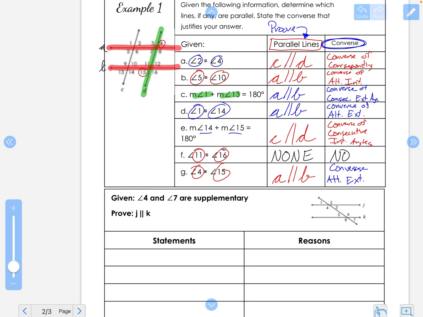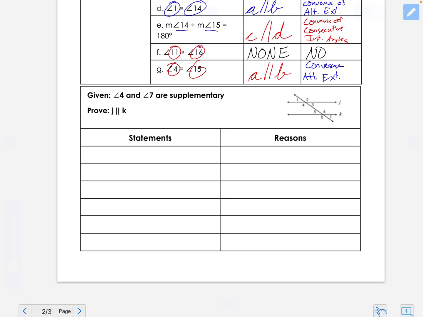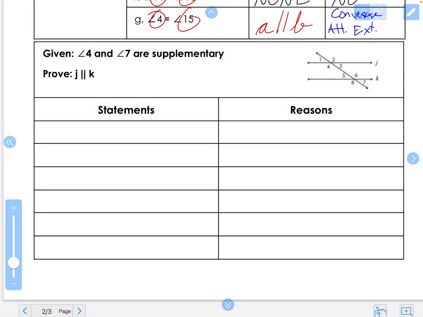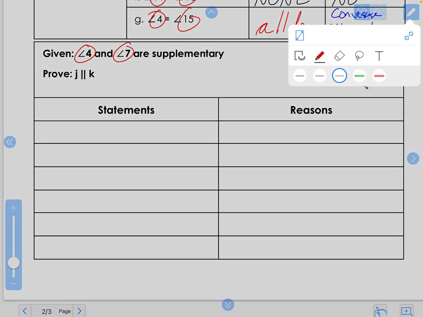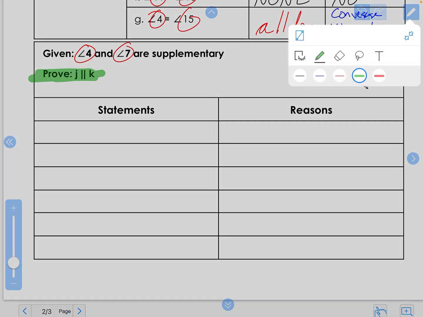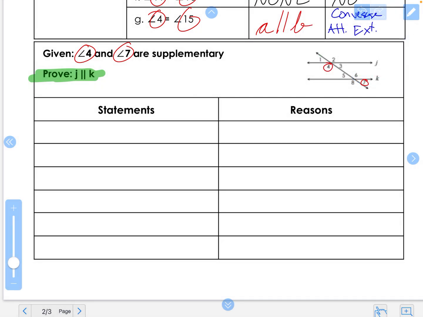All right, so now let's go into more full-fledged and long-term proofs. So in this problem, they tell me that 4 and 7 are supplementary. So I'm just going to go ahead and circle 4 and 7 are supplementary. And it wants me to prove that J is parallel to K. So that's the thing I'm looking for at the end. So I'm going to go ahead and write down my given. Angle 4 and angle 7 are supplementary.